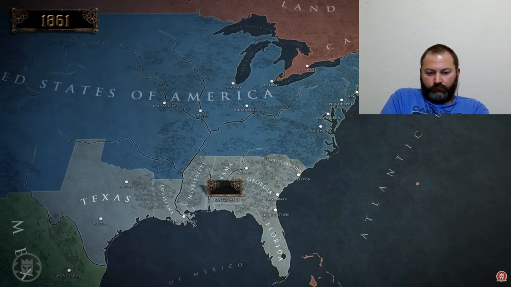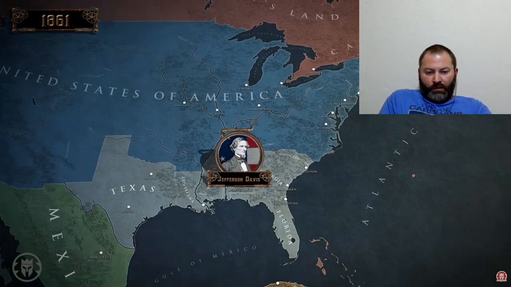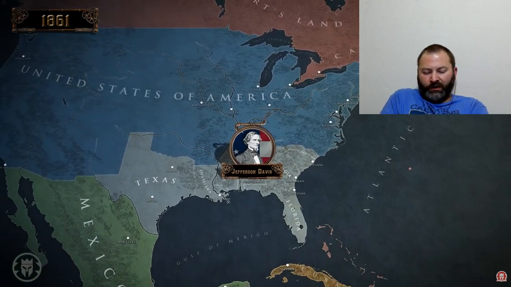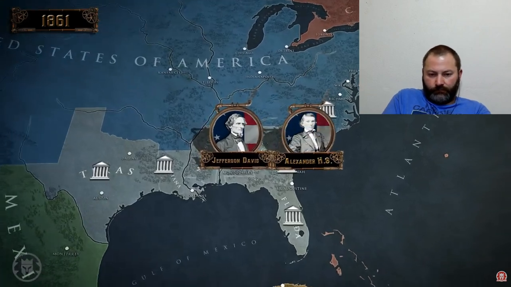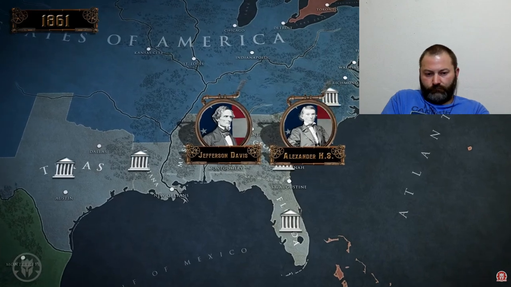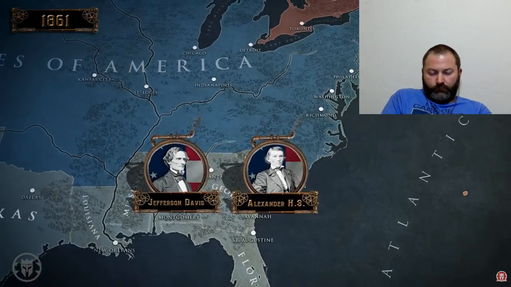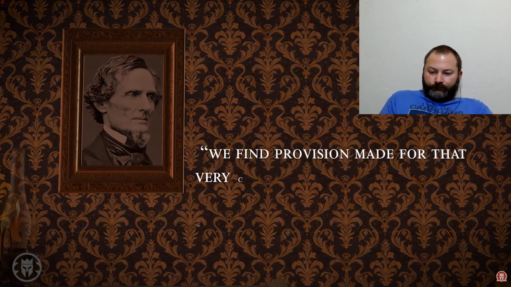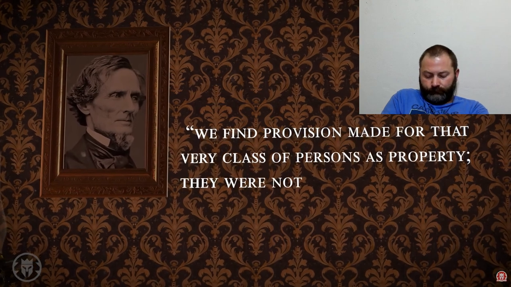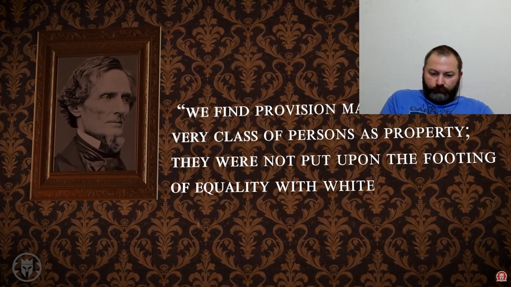Confederate President Jefferson Davis preferred to be more guarded about secession's causes, and always couched them in terms of property rights. However, he never publicly disagreed with Stephens, and no evidence exists that he did so privately. In fact, it's quite clear from his words that he had the exact same sentiments as Stephens. In his farewell address to the Senate, he repeatedly defended the idea that Africans were inferior and deserved to be slaves, as "in the Constitution, we find provision made for that very class of persons as property. They were not put upon the footing of equality with white men."